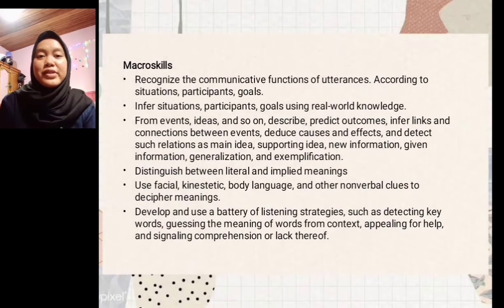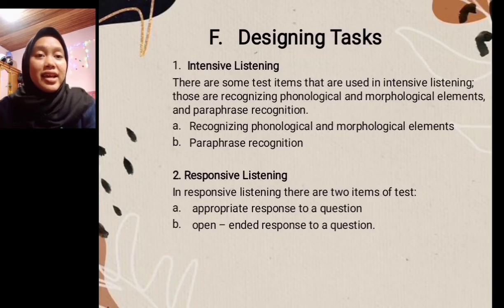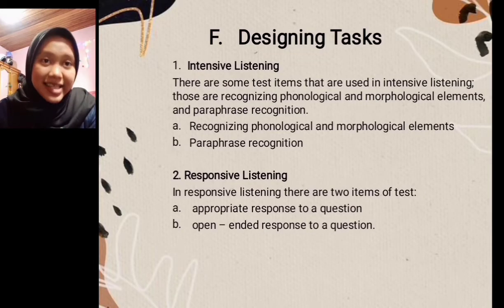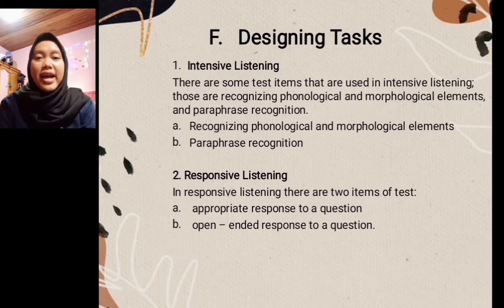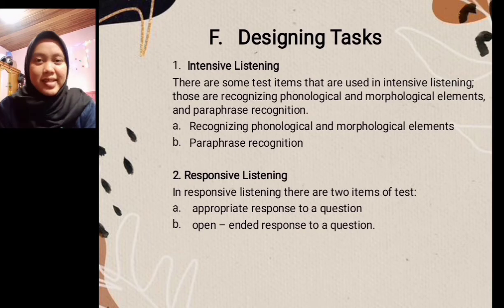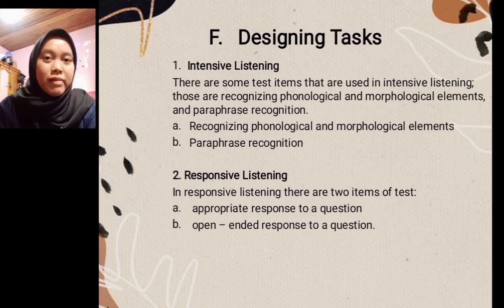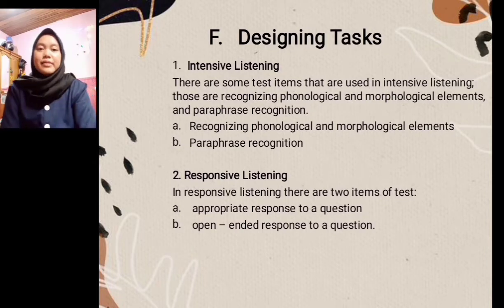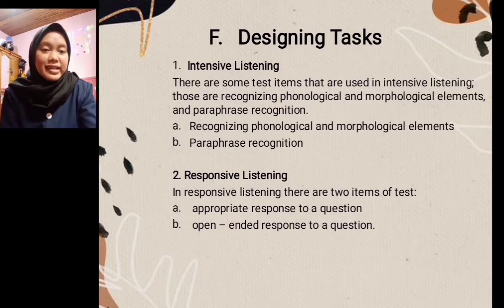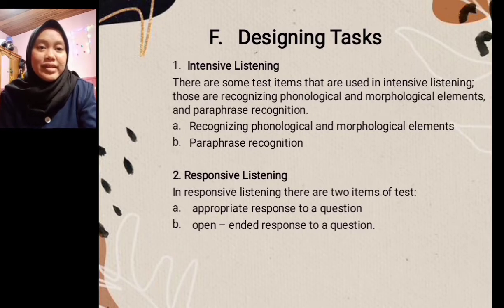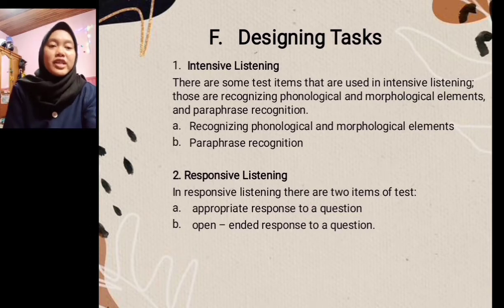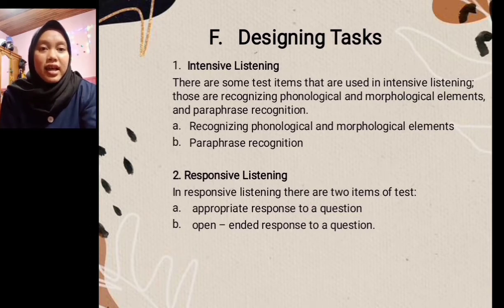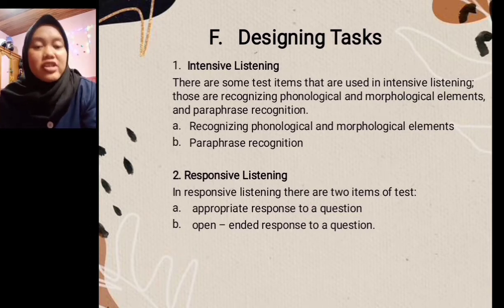Now we are going to the next session, designing tasks. So how to design tasks yang bagus? Jadi bagaimana sih mendesain soal listening itu yang bagus? The first one is intensive listening. There are some task items that are used in intensive listening. Those are recognizing phonological and morphological elements and paraphrase recognition.